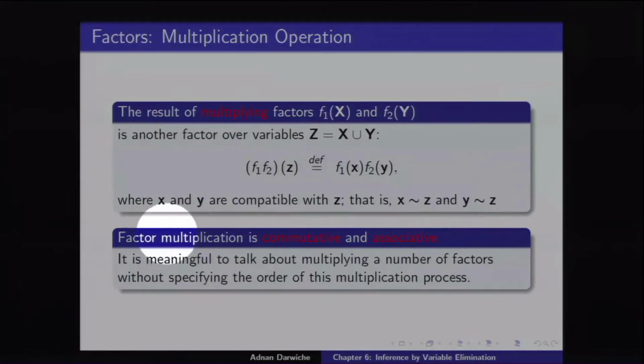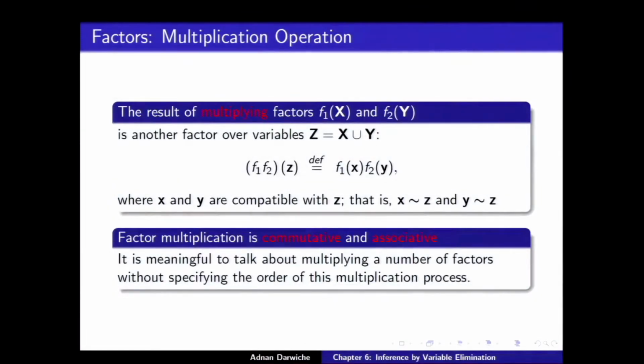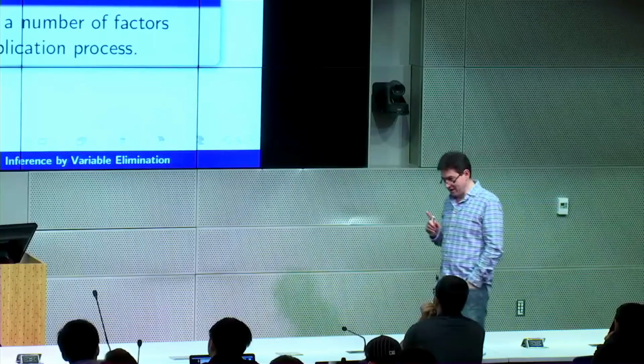Now, factor multiplication is commutative and associative. That means the order also doesn't matter. So we can just say, here's a bunch of factors, multiply them. We don't have to specify the order. We're good? Okay. Now I'm going to ask a question.